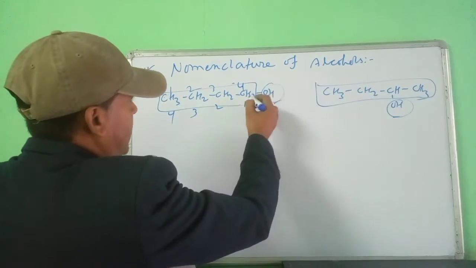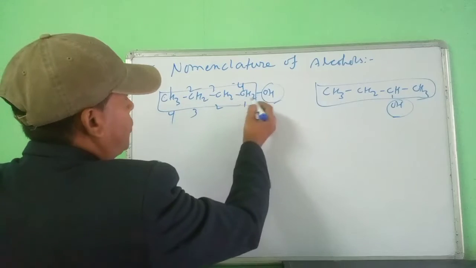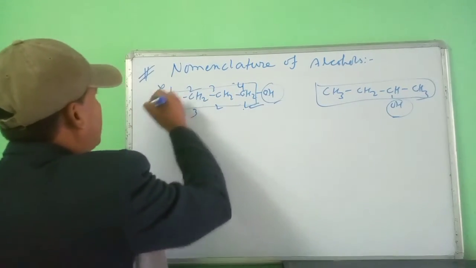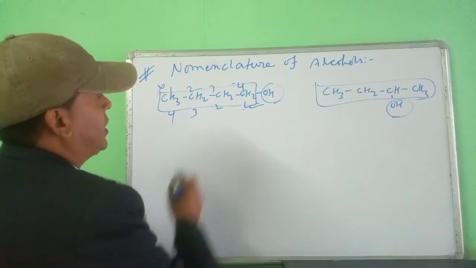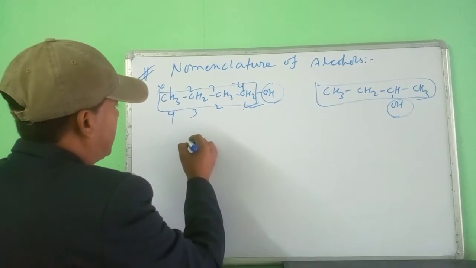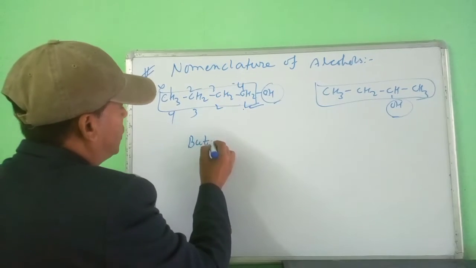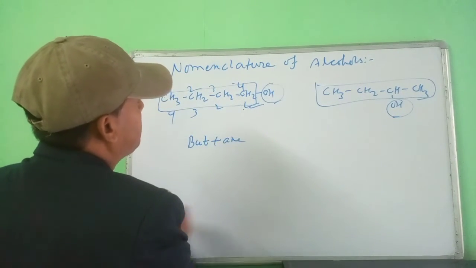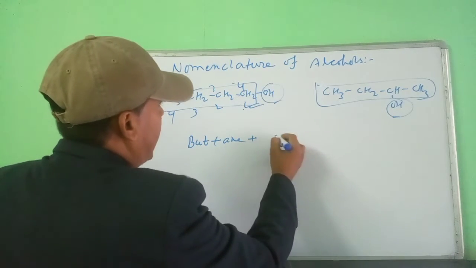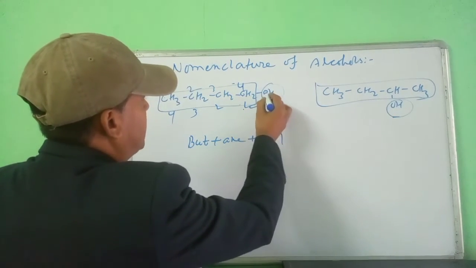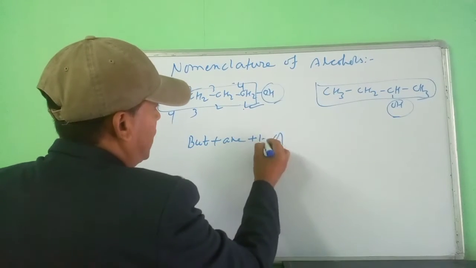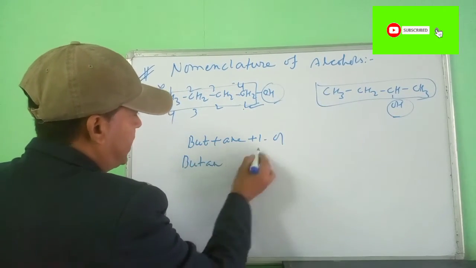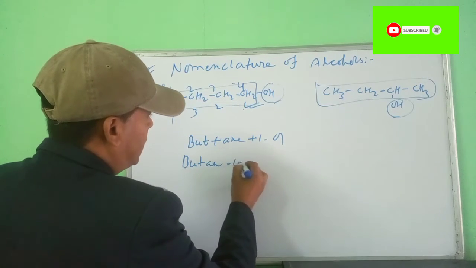But when numbering right to left, the position of the OH carbon is 1. So this way is the correct way. Now the word root is the total number of carbon, 4, so but is the word root. N is the primary suffix. Then ol can be written, and the position of the OH is 1. Finally we get butane, with E replaced by ol, dash 1 ol.